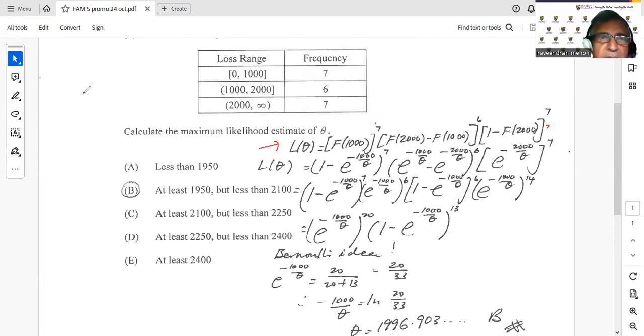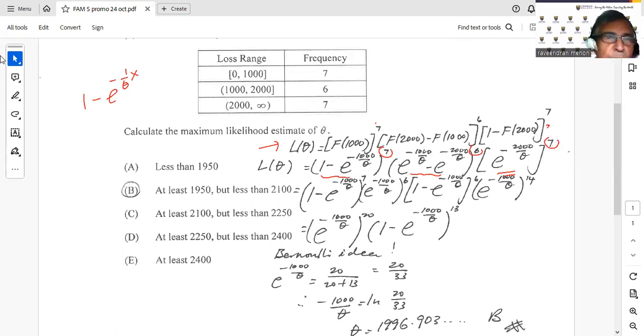Basically, you need to plug in. Remember I said the CDF is 1 minus e to the power minus 1 over theta x. So plug in x. The first one is 1,000, so I have this thing here, raised to the power of 7. Then you just do the same for F of 2,000, F of 1,000, and so on, and you'll get all these out. When you take one minus the other, you'll get e to the power minus 1,000 over theta minus e to the power minus 2,000 over theta. Great. Note, this is raised to the power 7, this is raised to the power 6, and this is raised to the power 7.